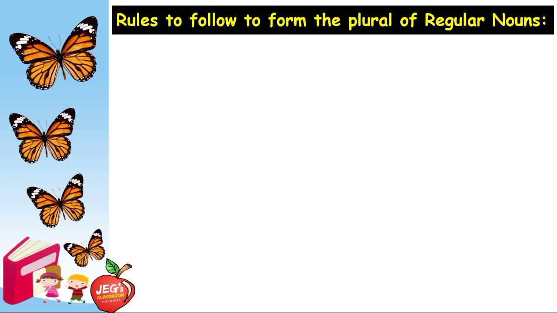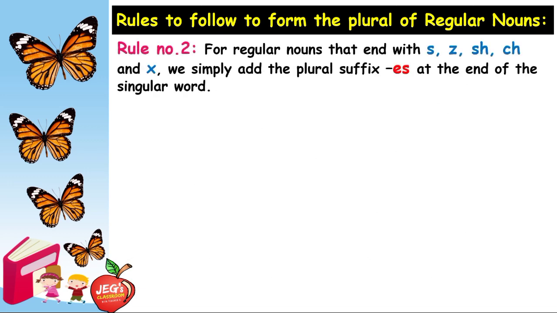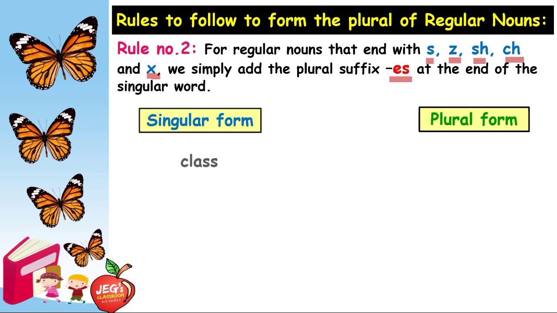Let's proceed to rule number 2. For regular nouns that end with s, z, sh, ch, and x, we simply add the plural suffix es at the end of the singular word. Let's look at the following examples of words that end with these letters.